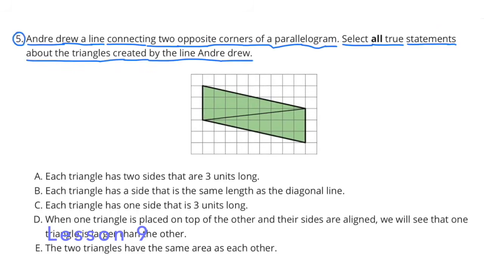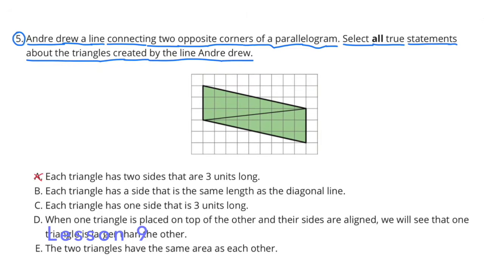Number 5. Andre drew a line connecting 2 opposite corners of a parallelogram. Select all true statements about the triangles created by the line Andre drew. A. Each triangle has 2 sides that are 3 units long. That's not true. They each have 1 side that's 3 units long, but they don't have 2 sides that are 3 units long.